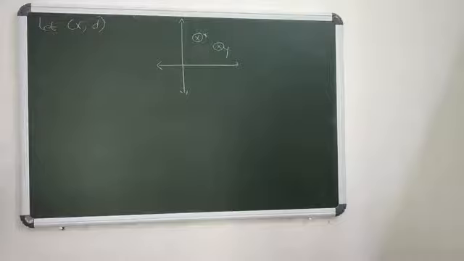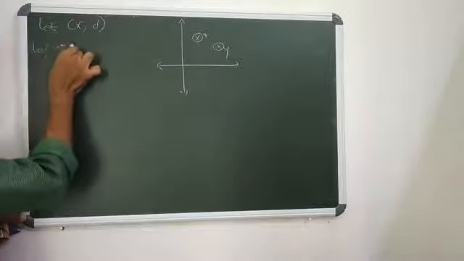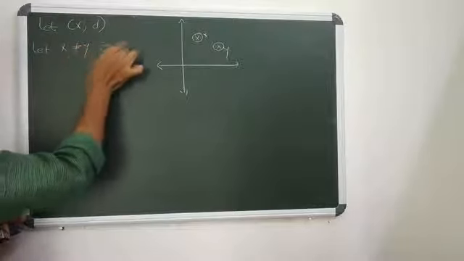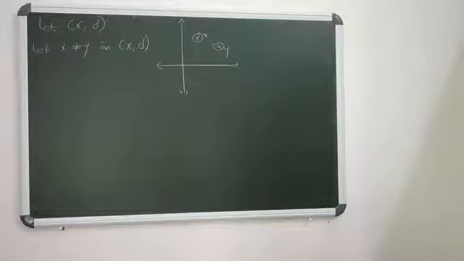Then these two distinct points are separated by open spheres. That's our aim. Any two distinct points in a metric space together with a specified metric are separated by open spheres. How? Let x and y be any two distinct points in (X,d).